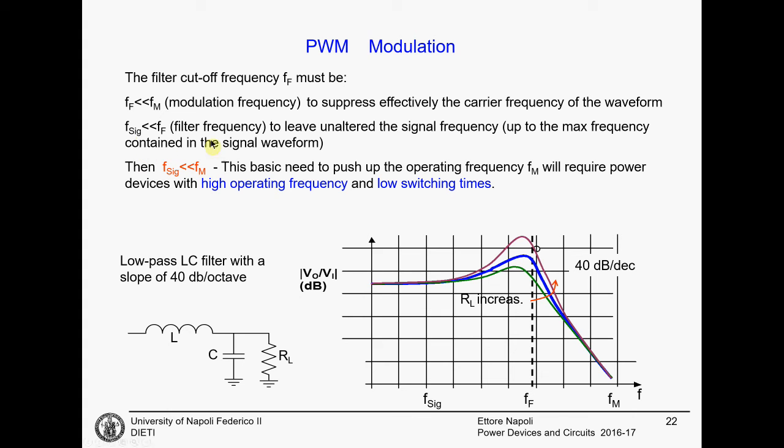This relation is straightforward because we want a lot of pulses to define very finely the input signal, but it also tells us that if we can switch the devices at a very high operating frequency, we can work with signals that have higher frequency. This means that we want devices that switch very fast with low switching times.